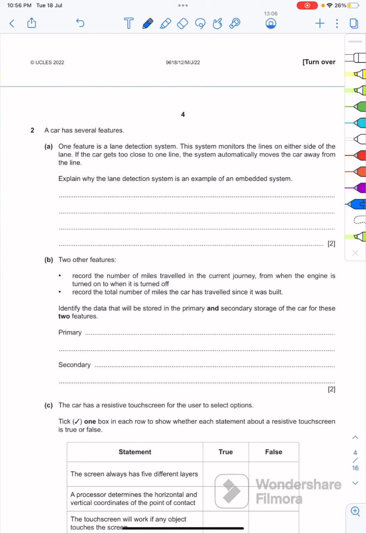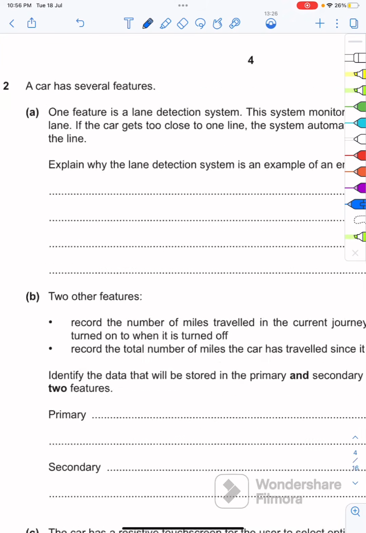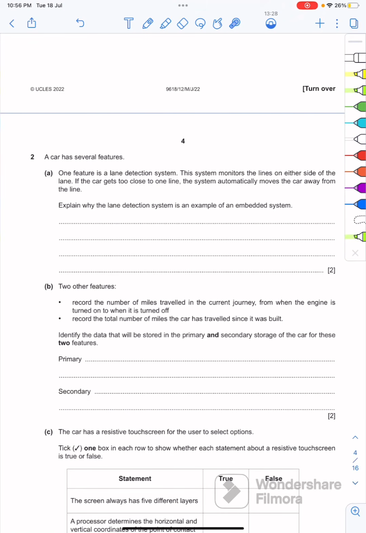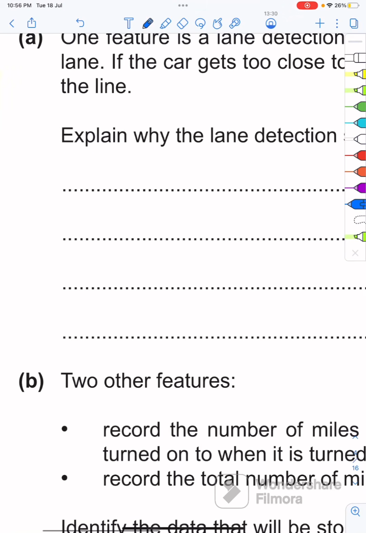It's durable and it does its job for as long as you want it to, and it does a specific task. It's a built-in microprocessor, right? So that's pretty much what we have to describe over here. They've asked why lane detection is an example of an embedded system. You just have to describe the features of an embedded system. So it's 2 marks. I'm actually going to give you 3 things. First and foremost, it's got a built-in microprocessor.